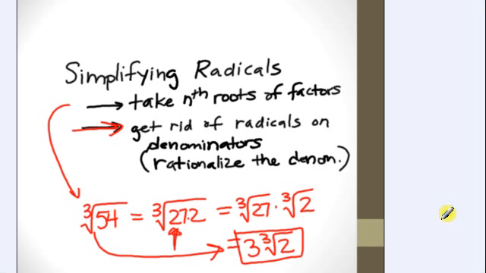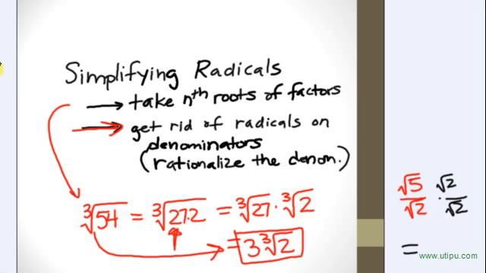Another thing we want to look at when simplifying radicals is that we want to get rid of radicals on denominators. This is called rationalizing the denominator. So if I had something like, let's say the square root of 5 divided by the square root of 2. Well, I can't simplify those individually, and if I combine them, I can't simplify them together either. But I can get rid of the square root of 2 on the denominator. And to do that, I can multiply the numerator and denominator by the square root of 2.